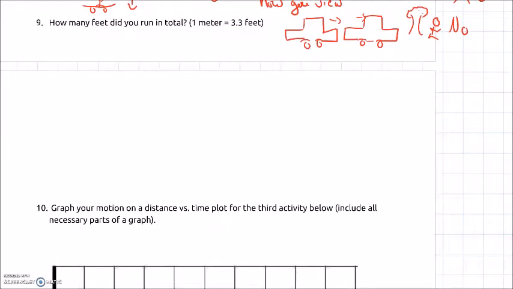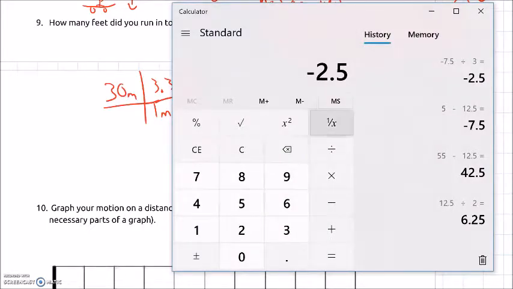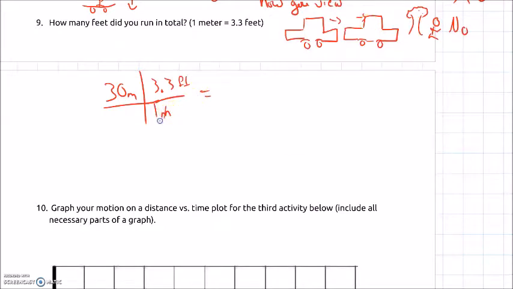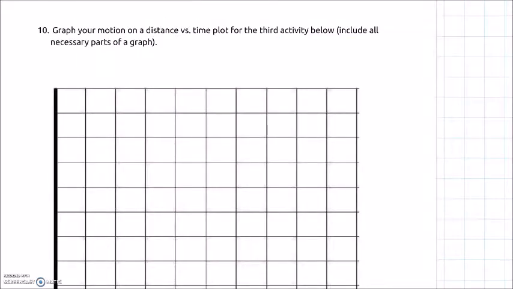All right. How many feet did you run in total? 1 meter is 3.3 feet. So this is a simple conversion. We have 30 meters that we ran, right? We know that 1 meter is 3.3 feet. So we do a really simple picket fence. We multiply 30 times 3.3, and we get 99 feet, because meters cancel out there. 99 feet.